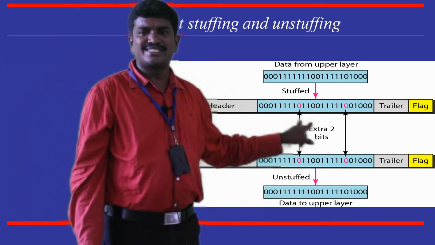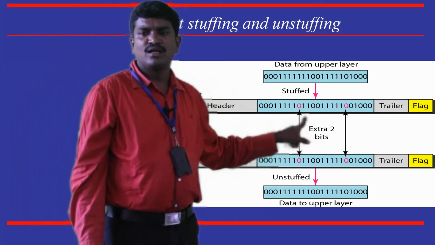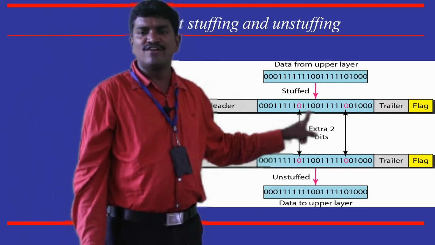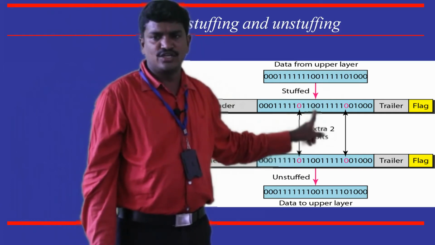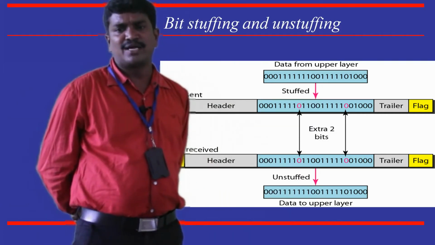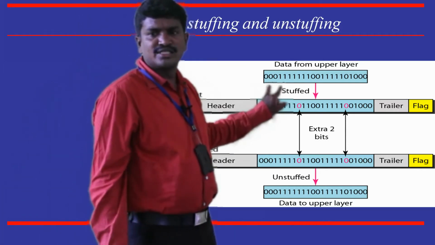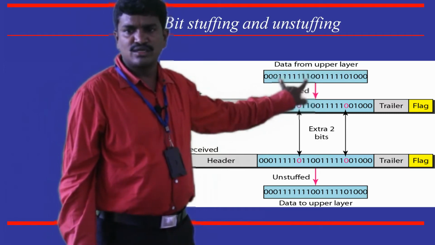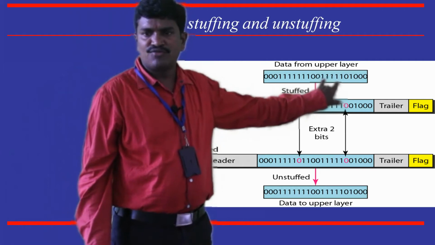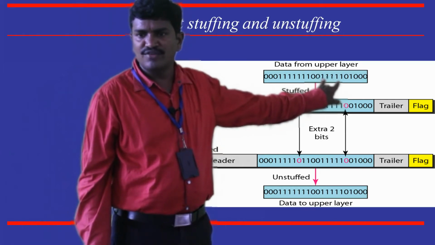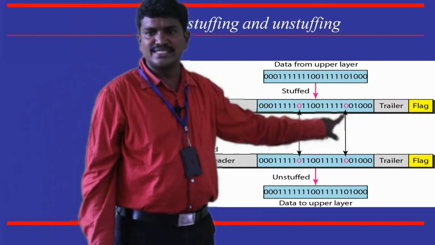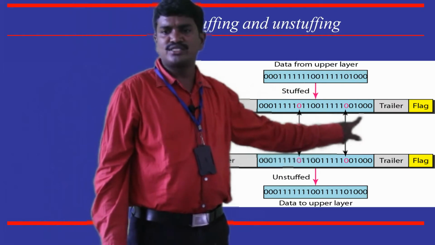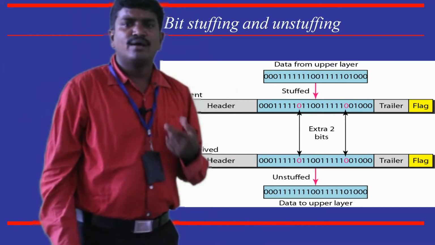To avoid such misinterpretation, whenever we come across 5 ones in the data, one more 0 is inserted, so that you never face the flag as part of the data. Now see this: 6 ones appear twice here, and if you observe, 5 ones are there. Whenever 5 ones are there, one more 0 is inserted. Likewise, the content is inserted with bits.